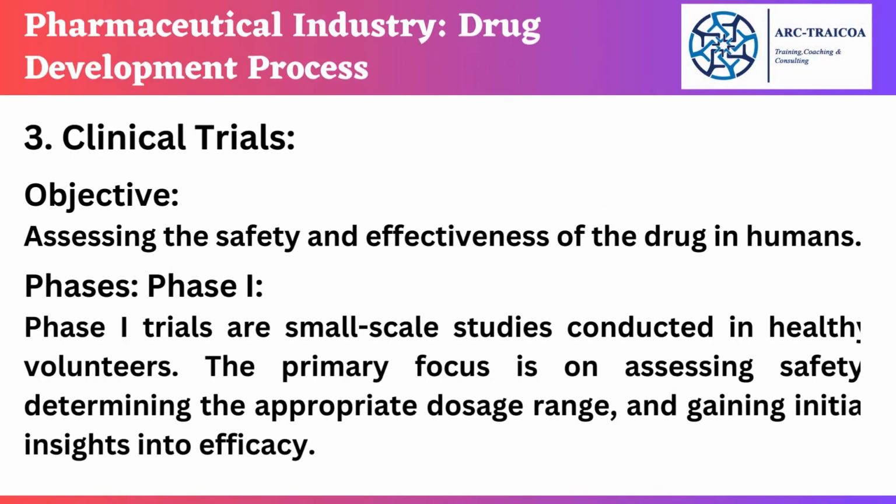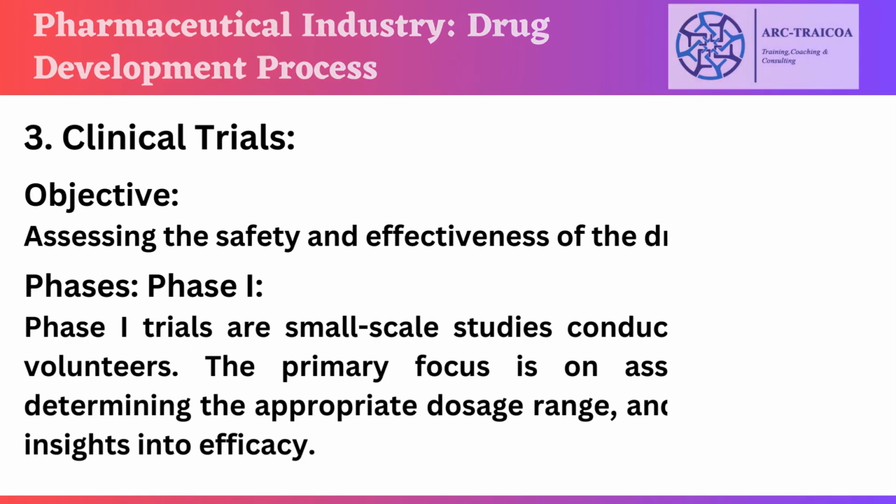3. Clinical trials. Objective: assessing the safety and effectiveness of the drug in humans. Phases. Phase 1. Phase 1 trials are small-scale studies conducted in healthy volunteers. The primary focus is on assessing safety, determining the appropriate dosage range, and gaining initial insights into efficacy.